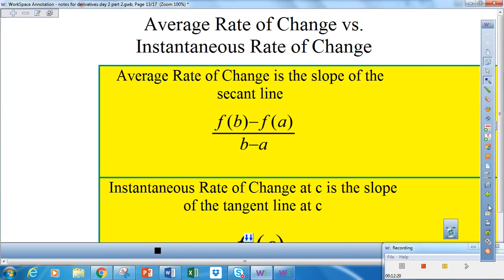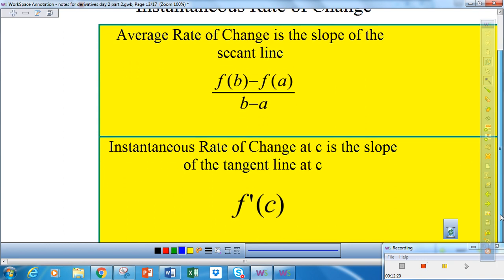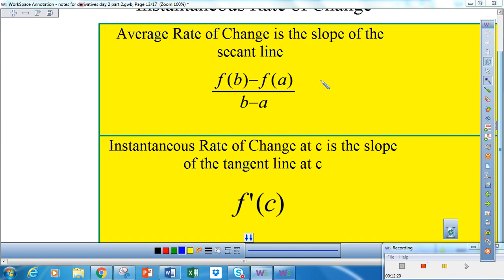Let's talk a little bit about the secant line and the tangent line. We've already talked about the secant line in lesson 1. I just want you to recall that the secant line is simply a glorified formula for slope. So this is the same as saying y2 minus y1 over x2 minus x1. It's the exact same thing.